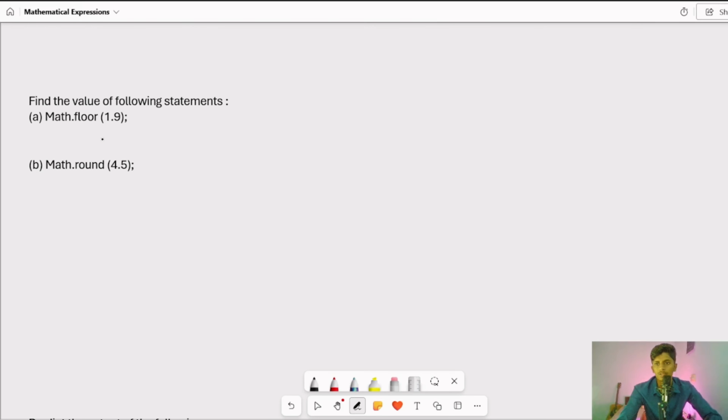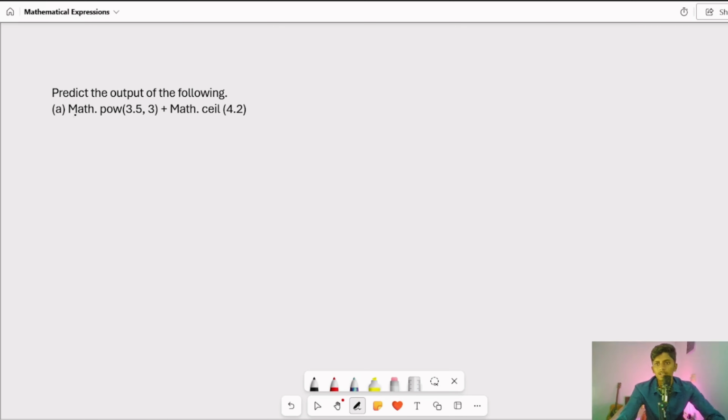Next, it is a very simple question. Math.floor of 1.9. As I told, if you use the floor function, it becomes 1.0. Math.round of 4.5. Here it is rounded off to the next number. That will be 5.0. Next, predict the output of the following. Math.pow of 3.5 comma 3, so it is 3.5 power 3, plus Math.ceil of 4.2. If it is the ceil function, it will be rounded up to the next integer, that is 5.0.